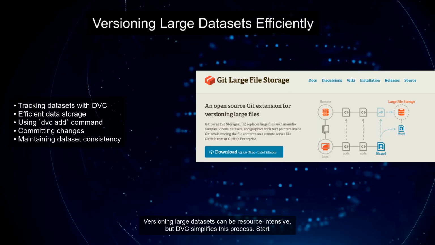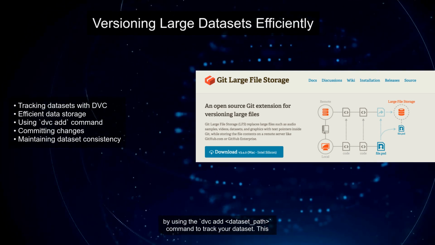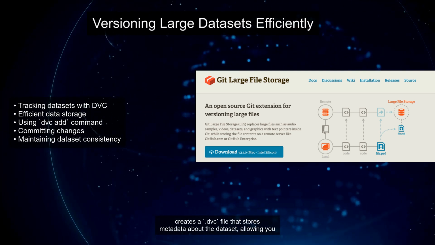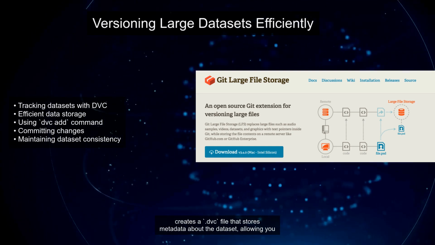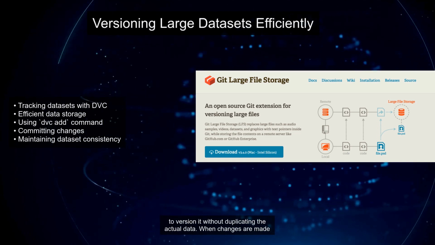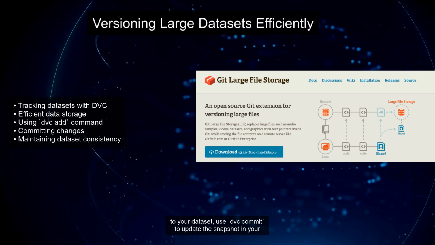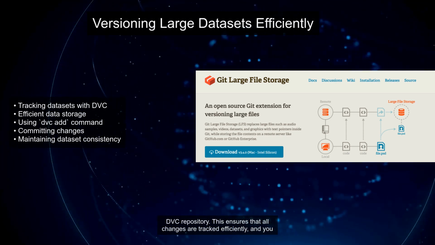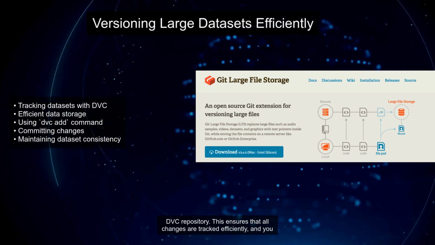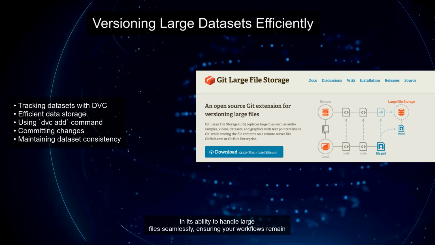Versioning large datasets can be resource intensive, but DVC simplifies this process. Start by using the dvc add dataset_path command to track your dataset. This creates a .dvc file that stores metadata about the dataset, allowing you to version it without duplicating the actual data. When changes are made to your dataset, use dvc commit to update the snapshot in your DVC repository. This ensures that all changes are tracked efficiently, and you can revert to previous versions as needed.